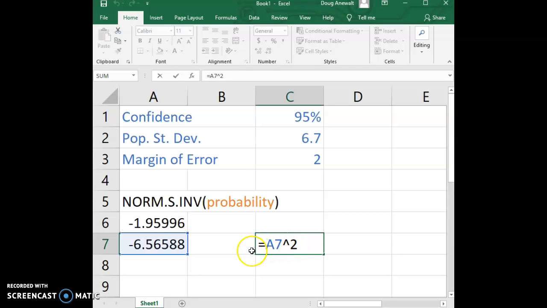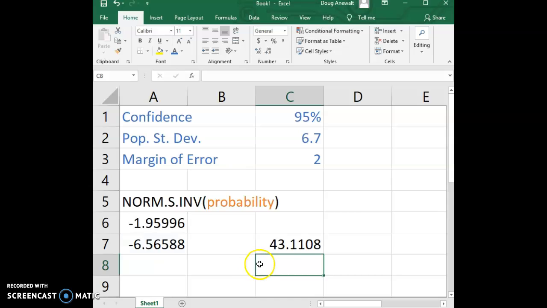You can do it all at once. You just have to be careful with your parentheses to make sure you type it in correctly. I like to split it up into 2 steps. So I'm squaring my result, and I get that my needed sample size would be 43.1.